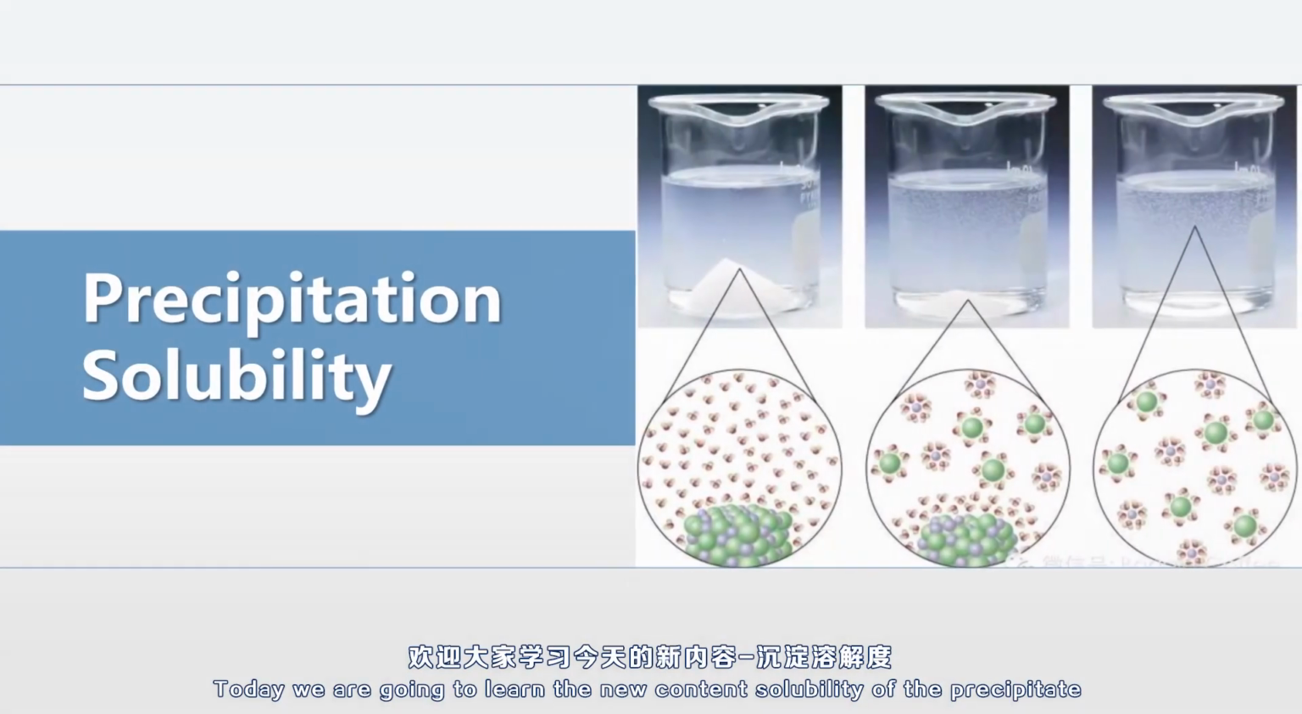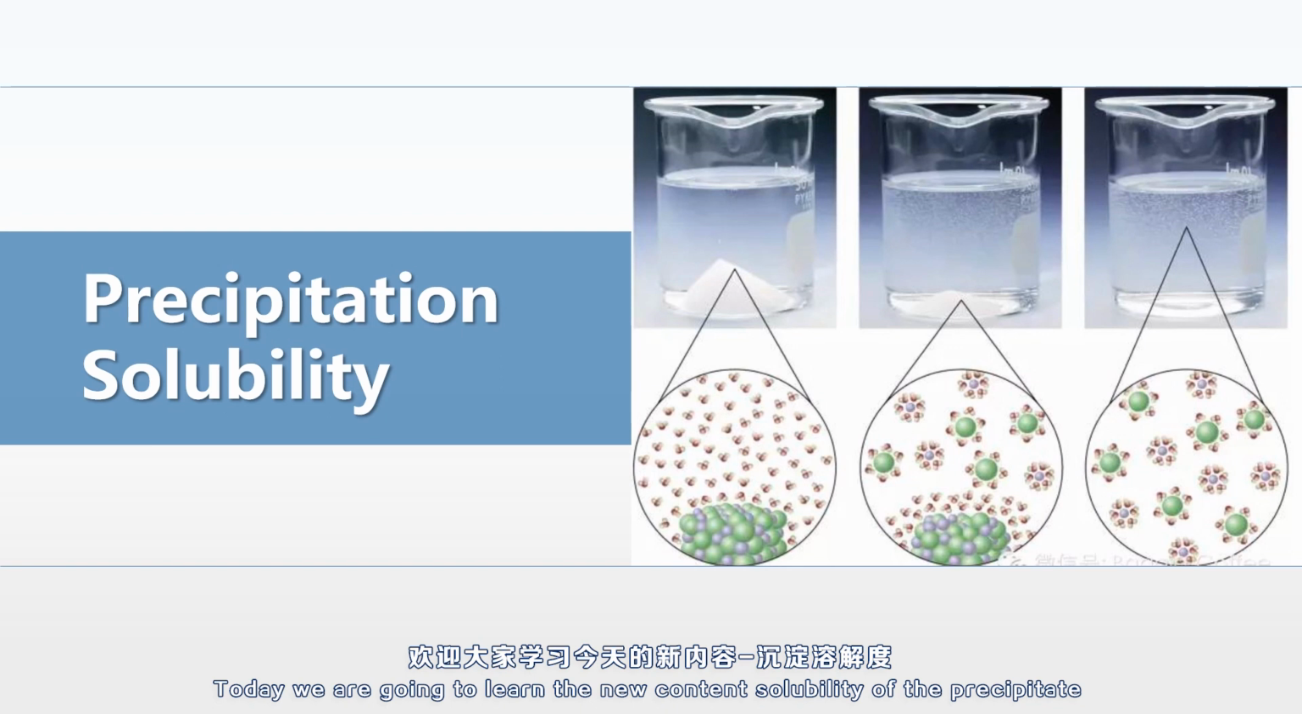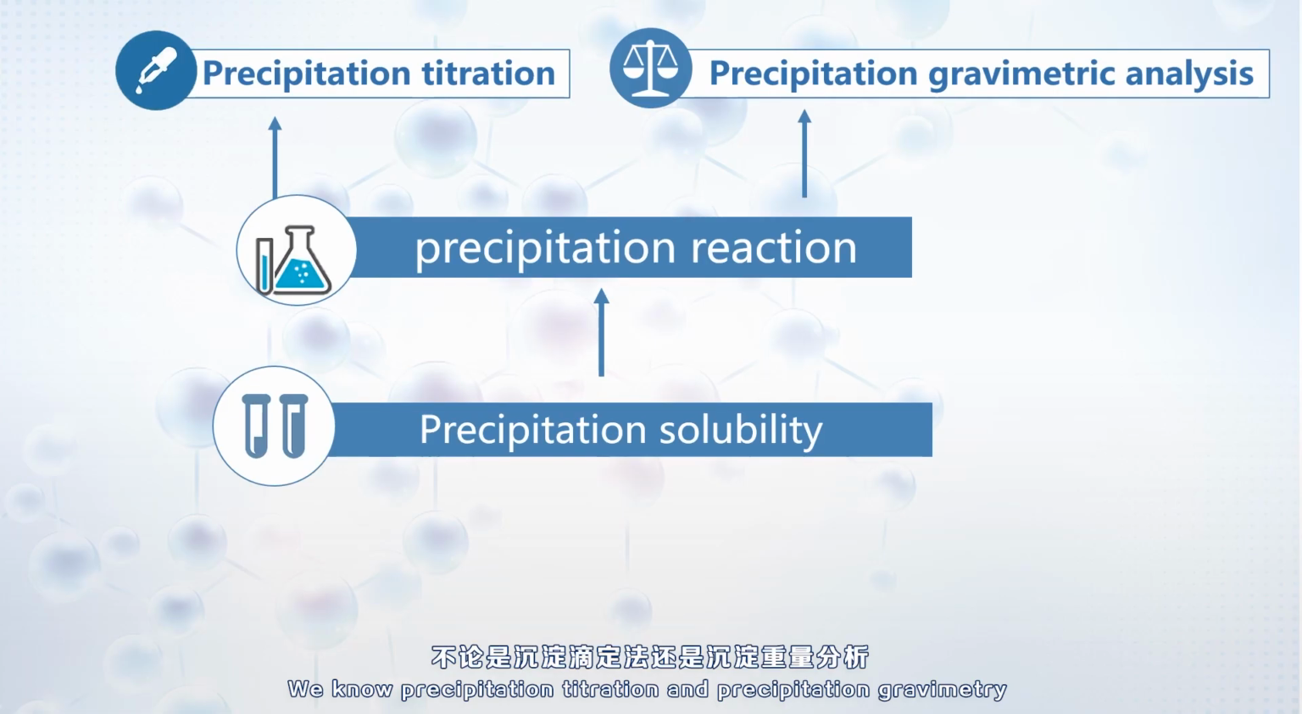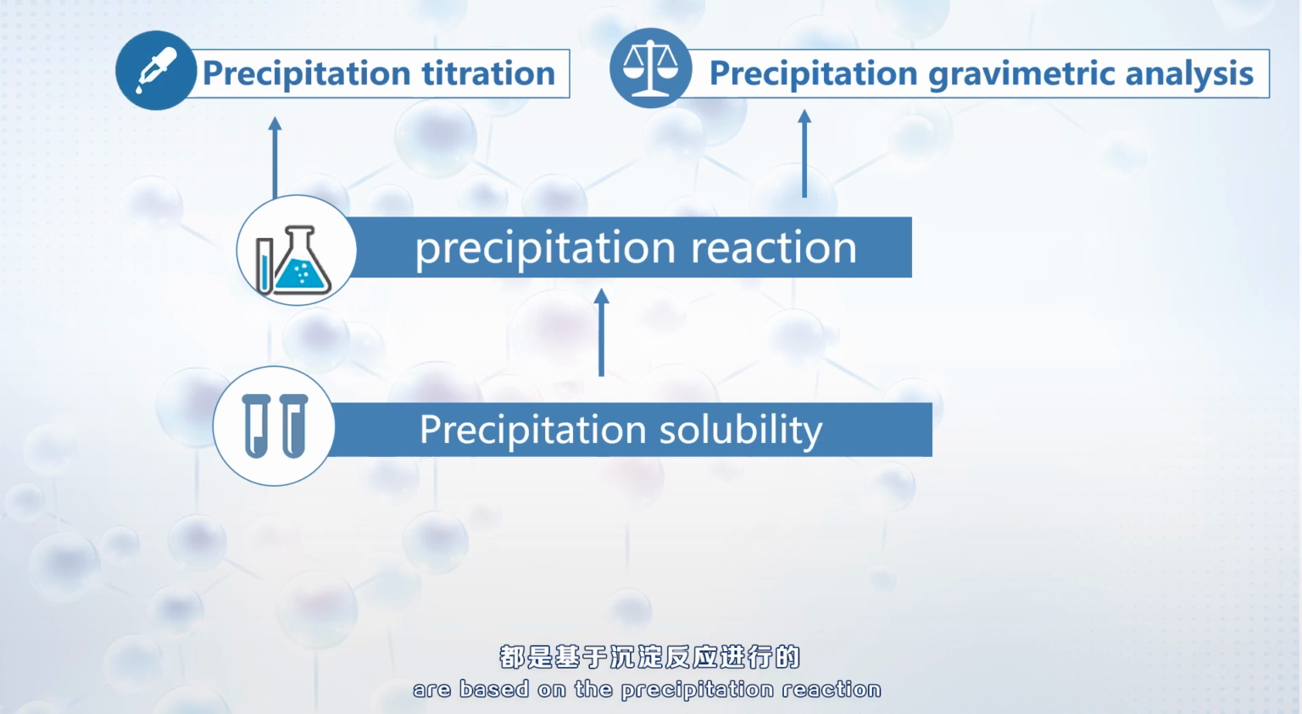Everybody! Today we are going to learn the new content, solubility of the precipitate. We know precipitation titration and precipitation gravimetry are based on the precipitation reaction. So, in order to ensure the accuracy, the precipitation reaction is required to be as complete as possible.